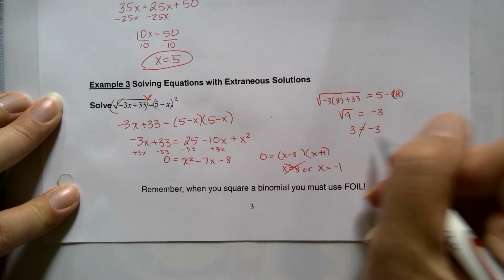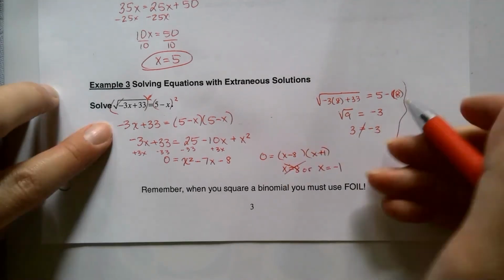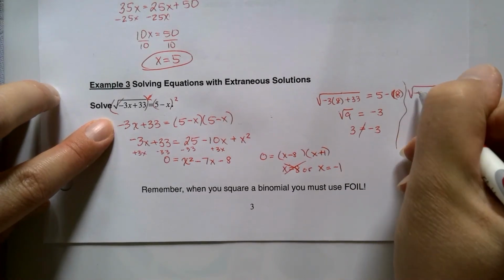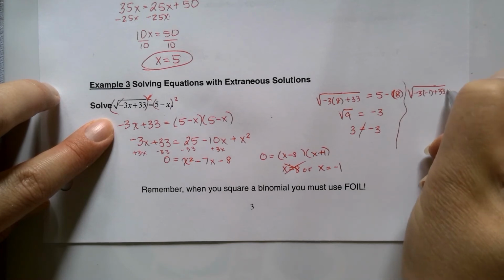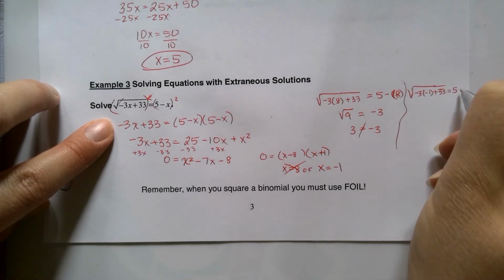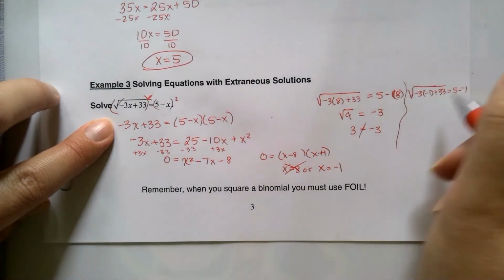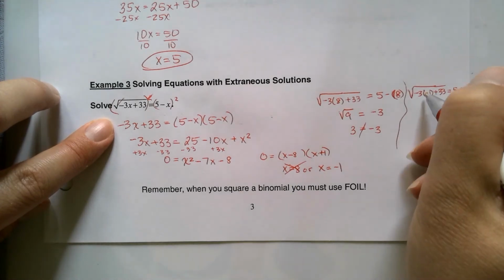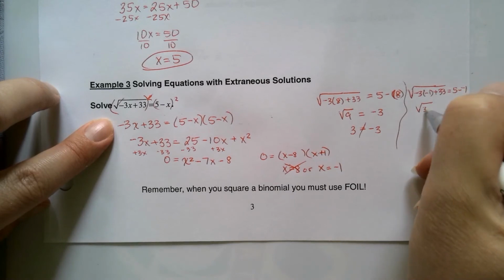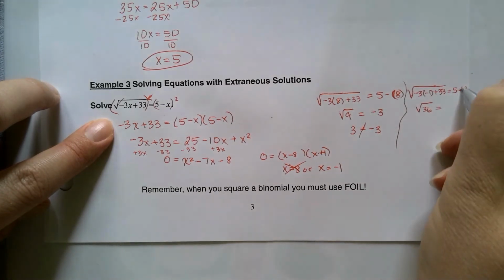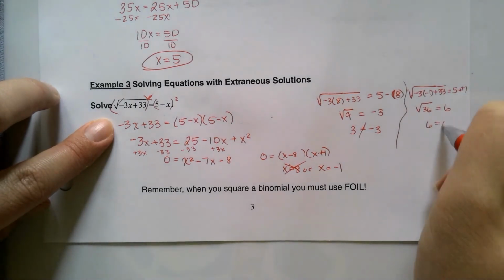Now, I need to come back and check negative 1. So take your negative 1 and plug it in. Negative 3 times negative 1 plus 33. Does that equal 5 minus a negative 1? Okay, well that is 3 and 33, so I get the square root of 36 equals, this ends up being a positive 6, so 6 equals 6, perfect.